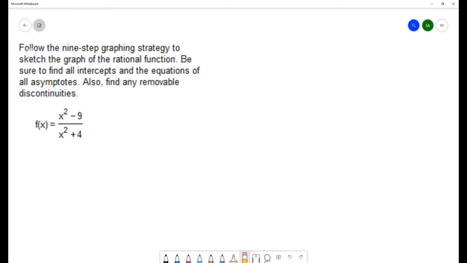For this example, we want to follow the 9-step graphing strategy to sketch the graph of the rational function. Be sure to find all intercepts and equations of all asymptotes. Find any removable discontinuities. The function we're working with is f of x equals x squared minus 9 over x squared plus 4. So we're going to start with finding our domain or any restrictions.